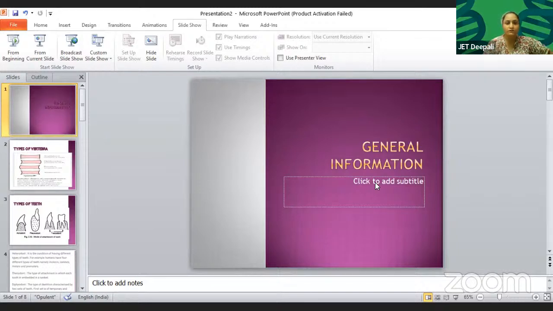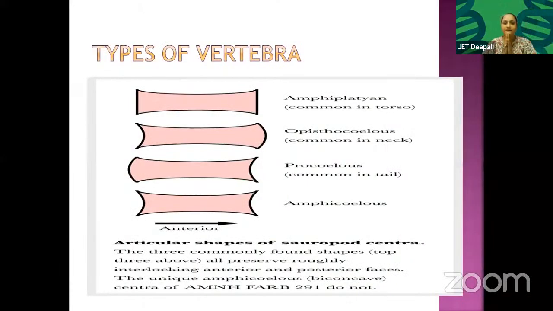Okay, fine. So let's start some general information before we start understanding the reptiles. See, there are types of vertebra. What are the vertebra types? We will be using amphicoelous vertebra, opisthocoelous vertebra, procoelous vertebra, and all these vertebra. So what does that mean? Amphiplatyan, common in torso.